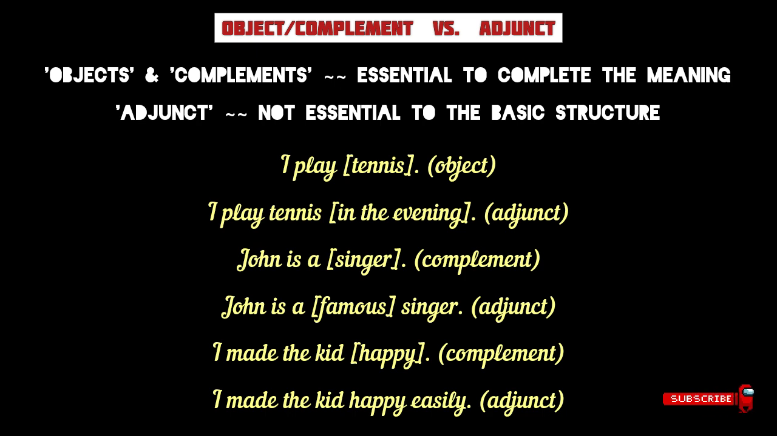In the sentence, John is a singer, singer is the complement of the verb is. It's a subjective complement because it completes the sense of the subject John. But when you say John is a famous singer, the word famous is an adjunct because it modifies the noun singer. And then in the sentence, I made the kid happy, the adjective happy is the objective complement of the verb's object kid. But if you say I made the kid happy easily, the adverb easily is an adverbial adjunct because it qualifies the verb made. And if you remove this adjunct from the sentence, the remaining structure of the sentence is not affected.